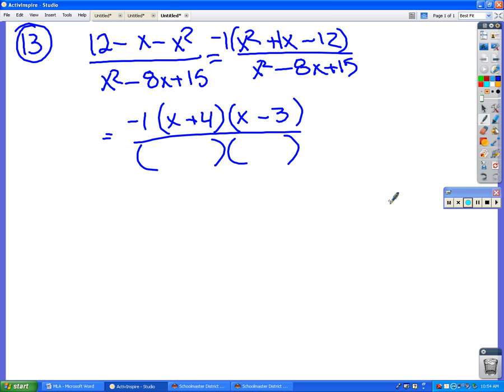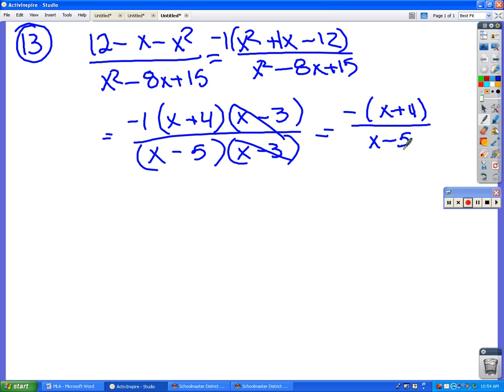Okay? Alright, so then same game on the bottom. -5 and -3. Okay? You're welcome. Okay, so now that we have the top and the bottom factored, what can we do? Cancel out x minus 3. Okay, and that leaves me with -x plus 4 over x minus 5. And if you wanted to, you could distribute that negative through and make it -x minus 4.